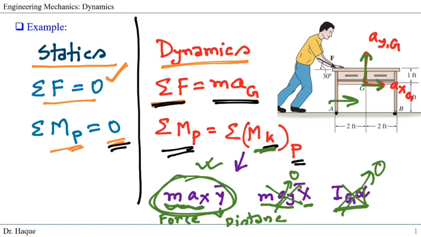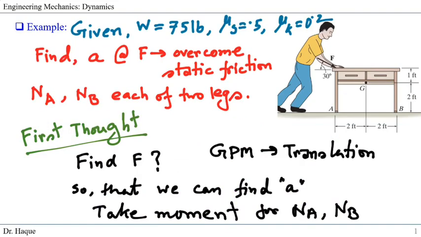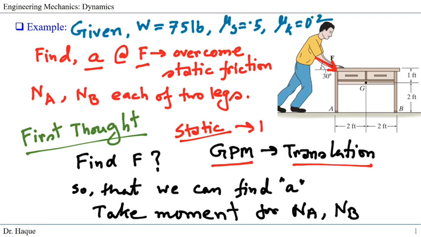So now let's start solving our problem. Our first thought reading the problem is that it's general plane motion, GPM, and it's translation, so the desk is not rotating. The question asks to find the acceleration when the force applied by the man is only just overcoming the static friction. So maybe we have to start with the static part of the problem, and then we'll move to the dynamics part.